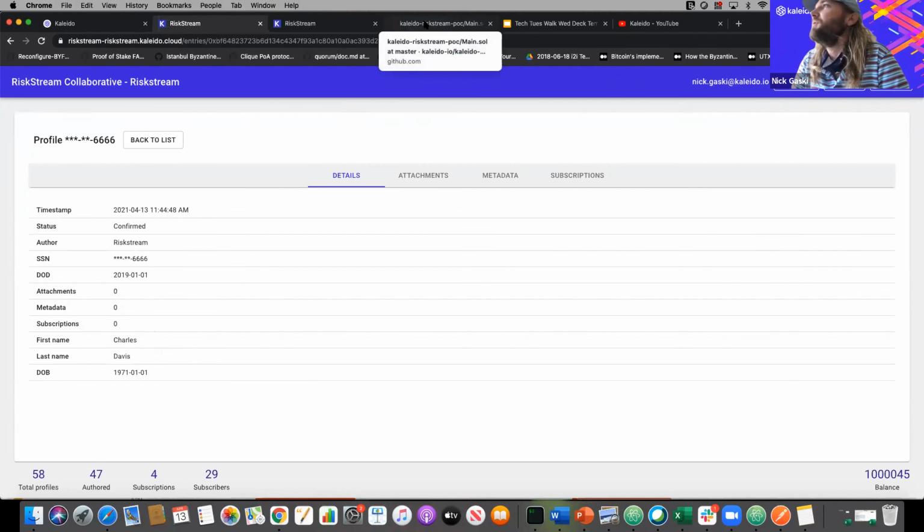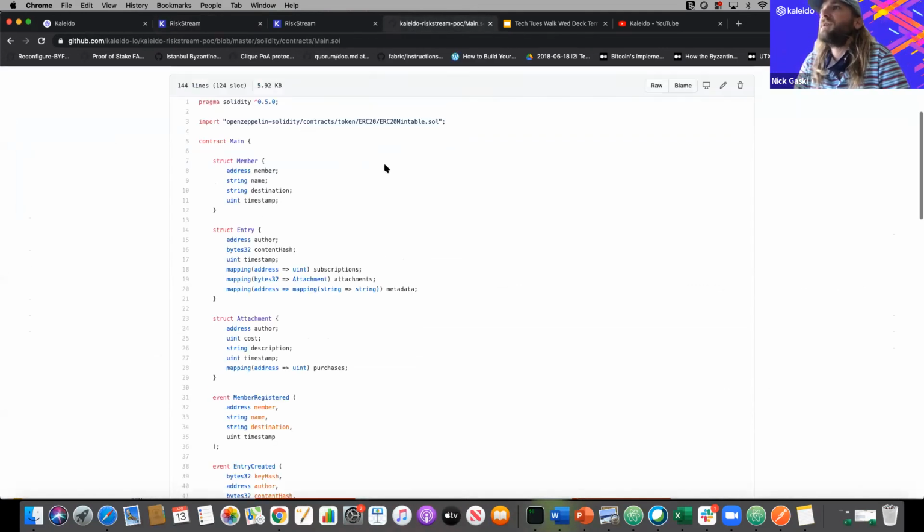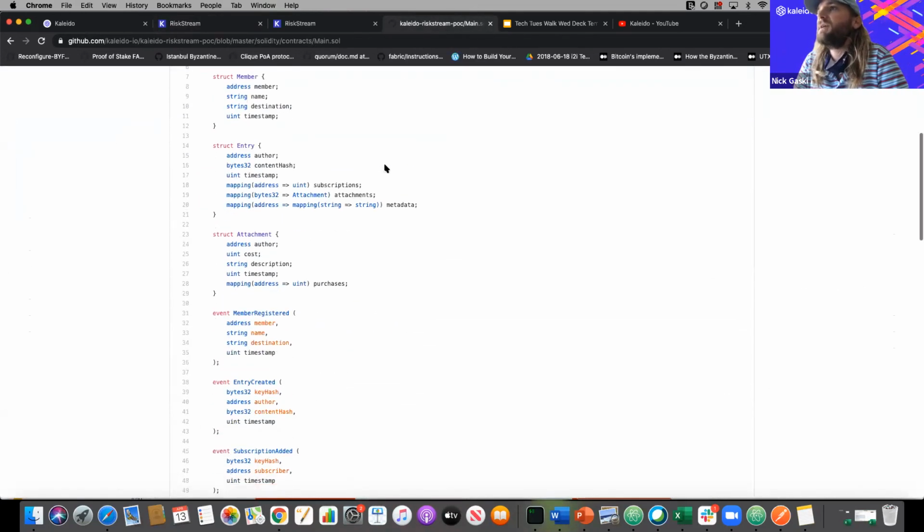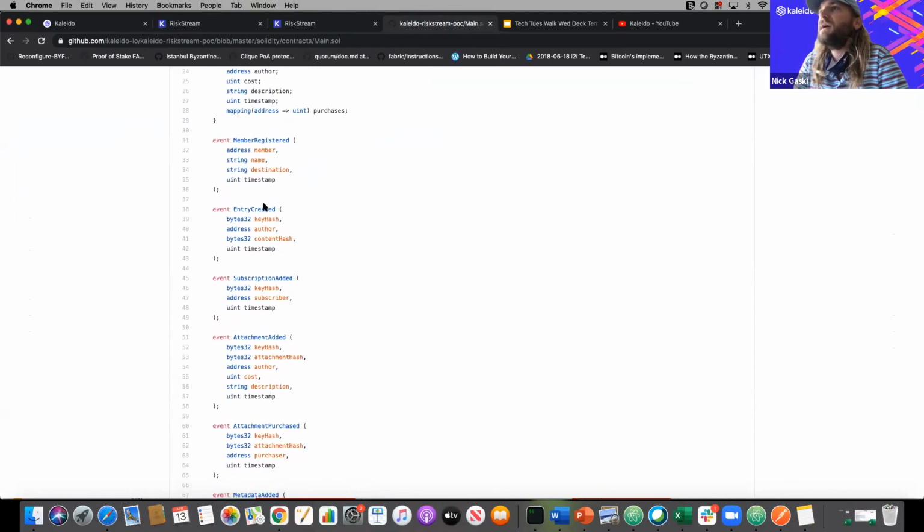So to show you a little bit of code super quickly, just as we're talking about event streams and these really important things, events are incredibly powerful constructs inside of Solidity, inside of smart contracts. So here we've created this event object right here, entry created, and we've added different arguments, different parameters into it. So we have our key hash, which is bytes 32, we have our author, and we have our content hash.